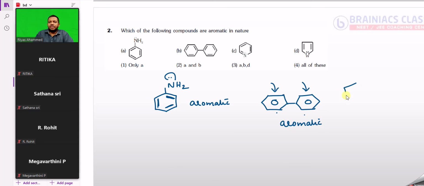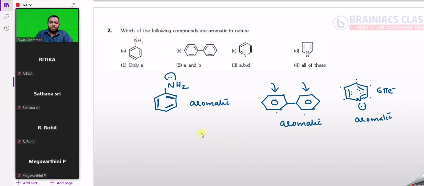Now next one is pyridine, because the nitrogen atom is part of the ring. And you can see the hybridization of all carbon atoms is sp2, and there is 2, 4, 6 conjugation present. Don't think that the lone pair of the nitrogen atom will enter into resonance, because conjugation is already present. So only 6 pi electrons are there, and this compound is also aromatic in nature.